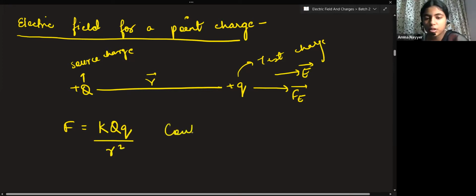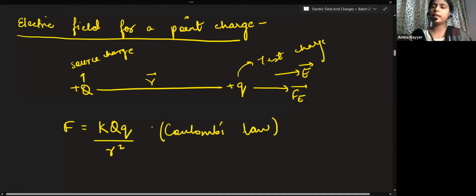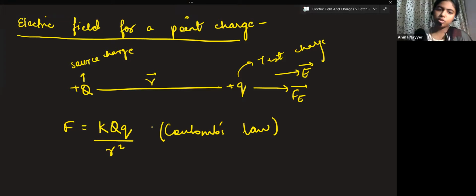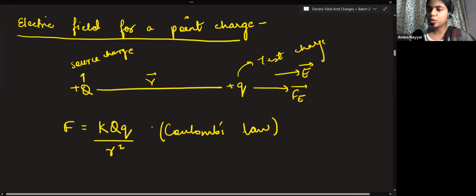This is using your Coulomb's law. Just revise whenever you come. Revise whatever we have done in the previous class. That's what we have seen in Coulomb's law: electric force was directly proportional to the product of the charges. So the first charge is your source charge, the other charge is your test charge, and it is inversely proportional to the square of the separation between them. So you have here the separation, small r.